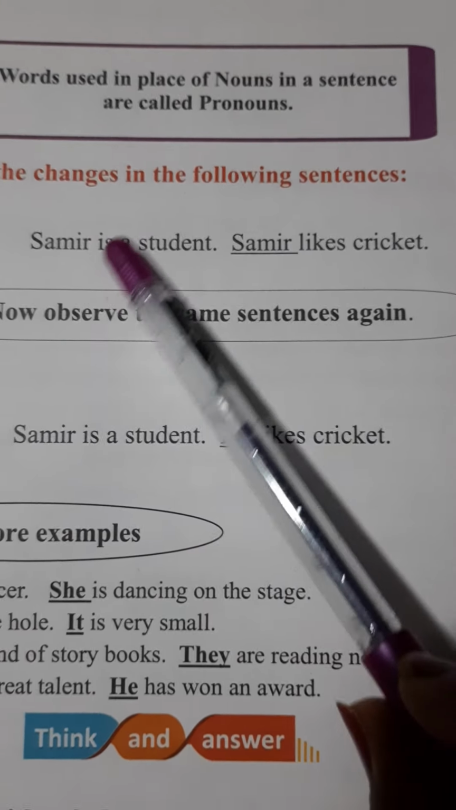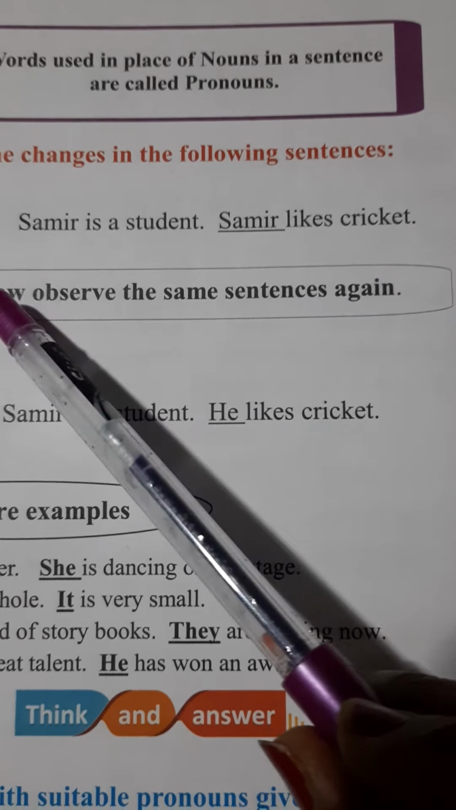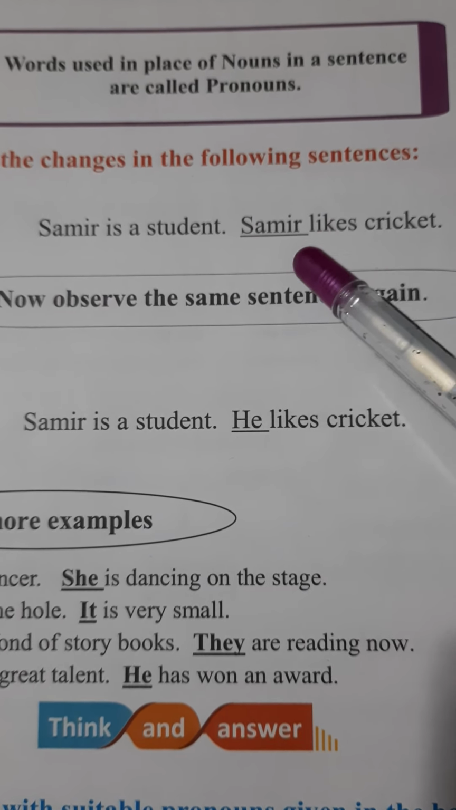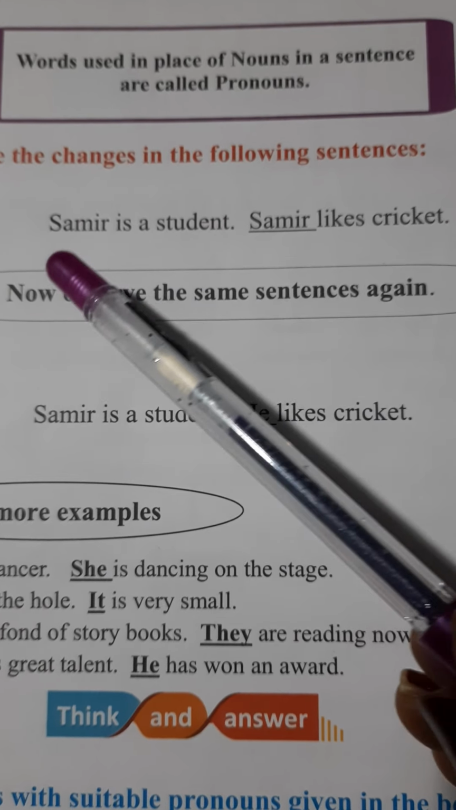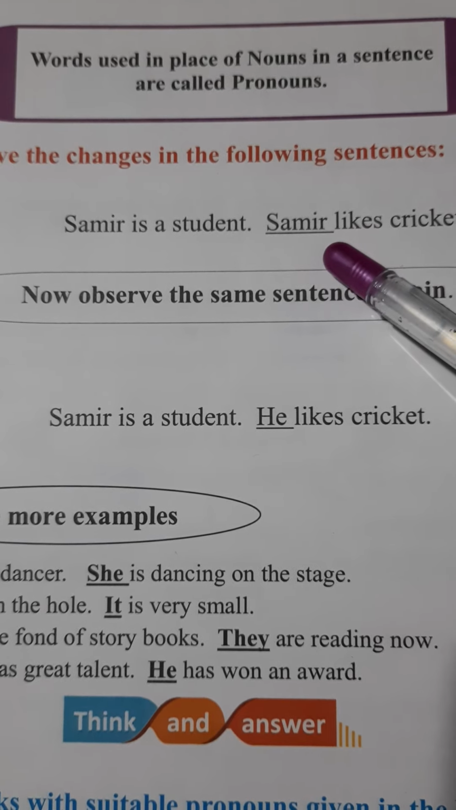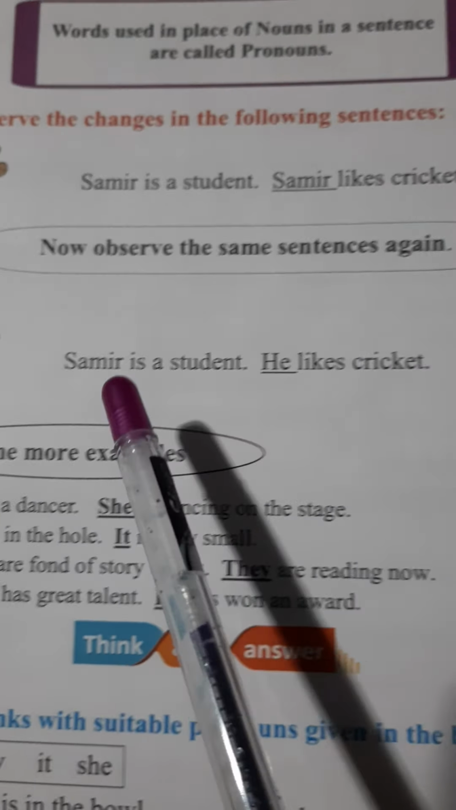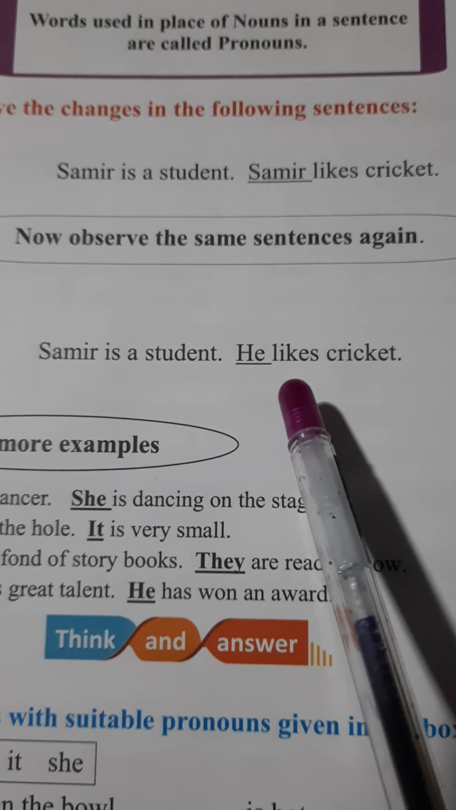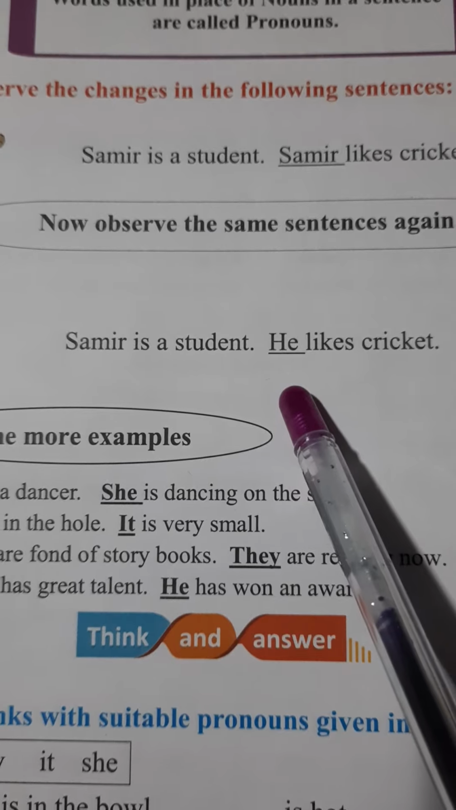Let us see the example. Samir is a student. Samir likes cricket. Here Samir is a noun, and student is also a noun. Now, in place of this noun Samir, we will add a pronoun and see the change and the beauty of the sentence. Samir is a student. He likes cricket. So in place of Samir, we have used the pronoun he.